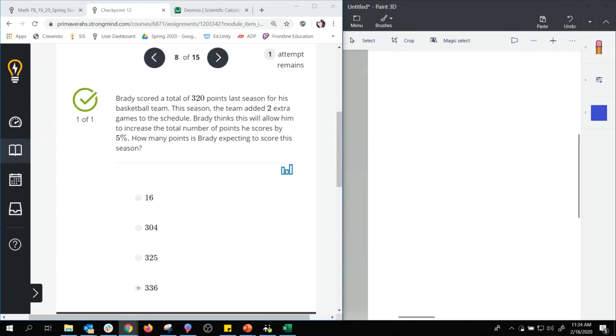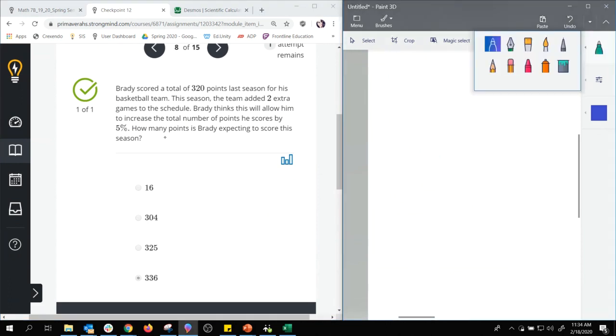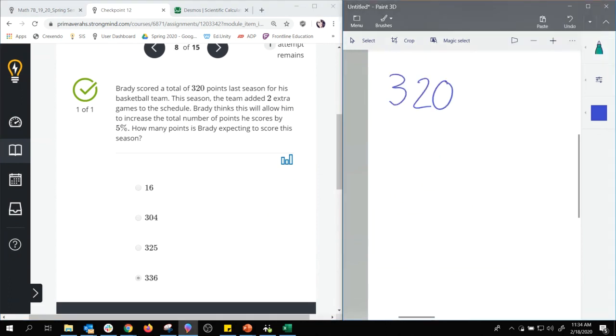All right, number 8. Brady scored a total of 320 points last season for his basketball team. This season, he added 2 extra games to his schedule. Brady thinks this will allow him to increase the total number of points he scored by 5%. How many points is Brady expecting to score this season? Well, how many total points did Brady score last season? 320. Perfect. And how much is he expecting to increase his score by? What percentage?